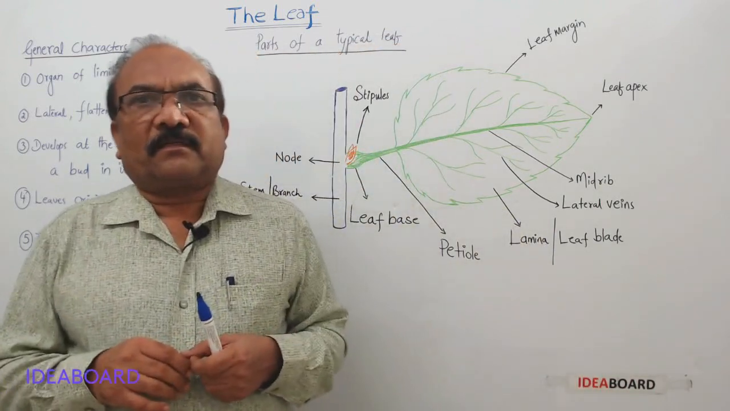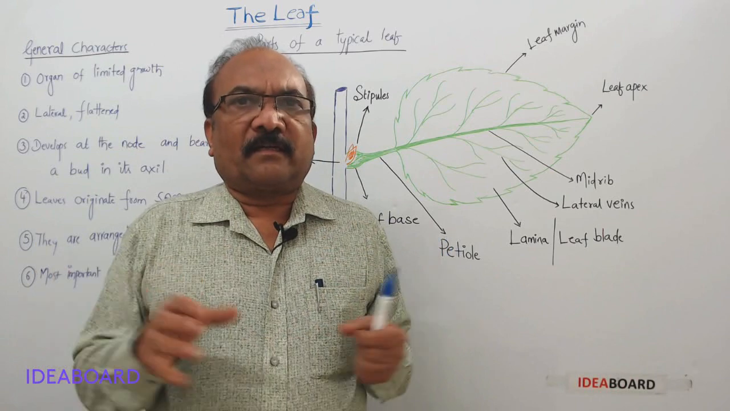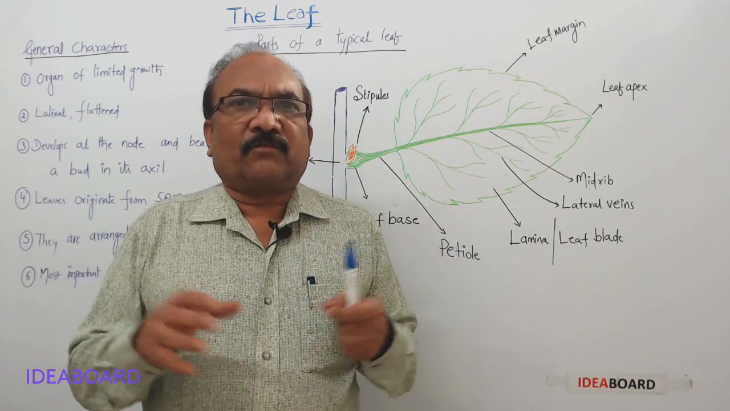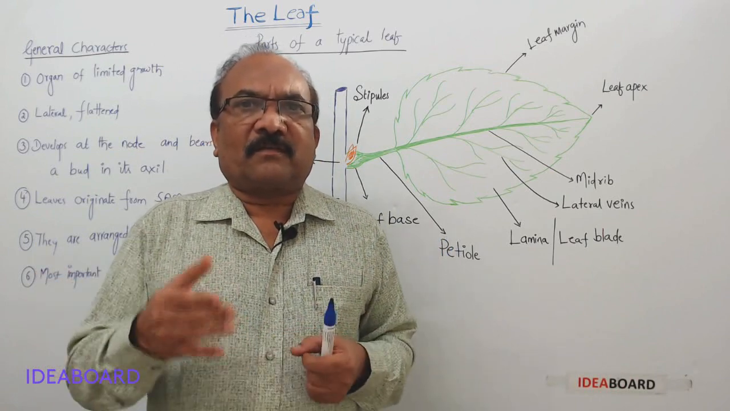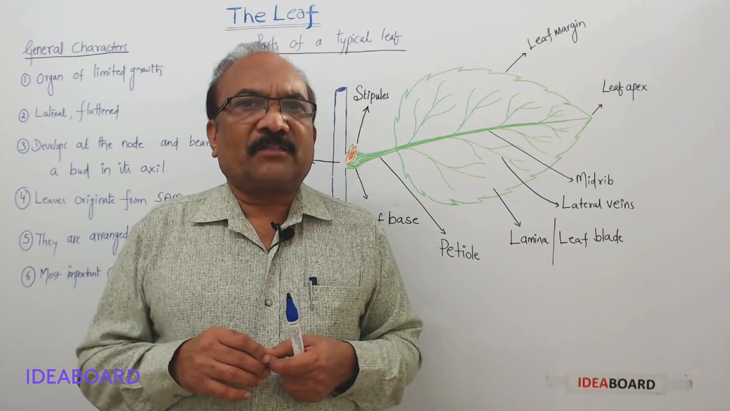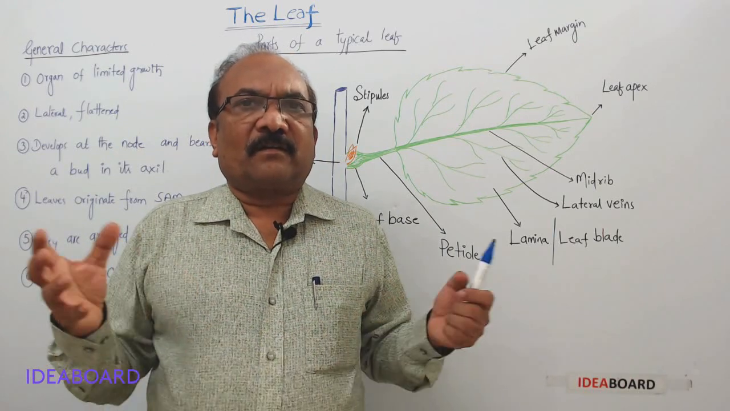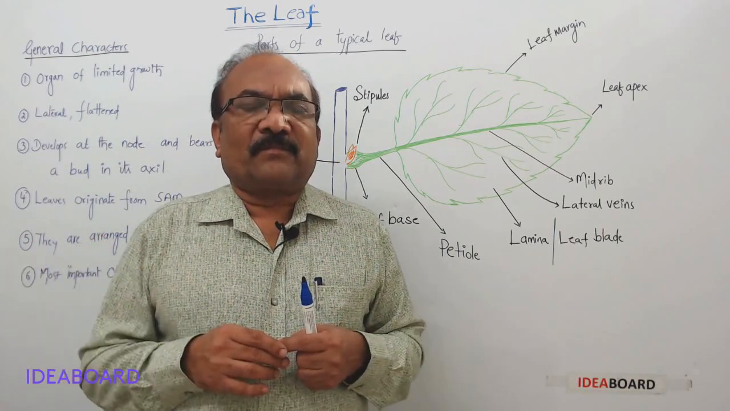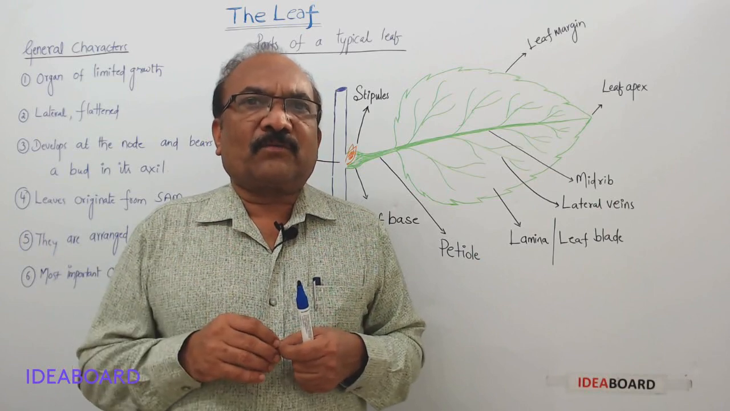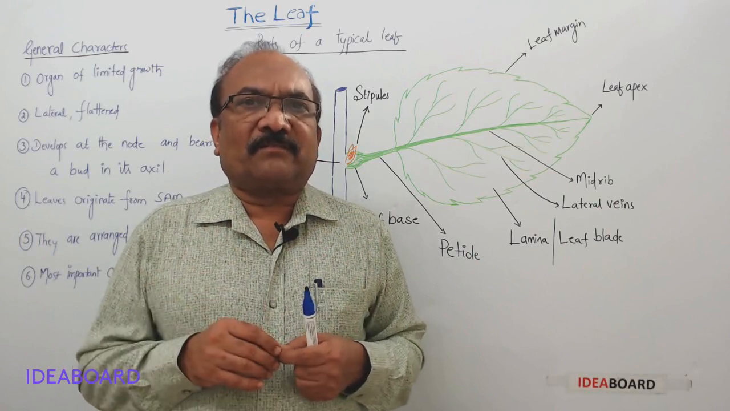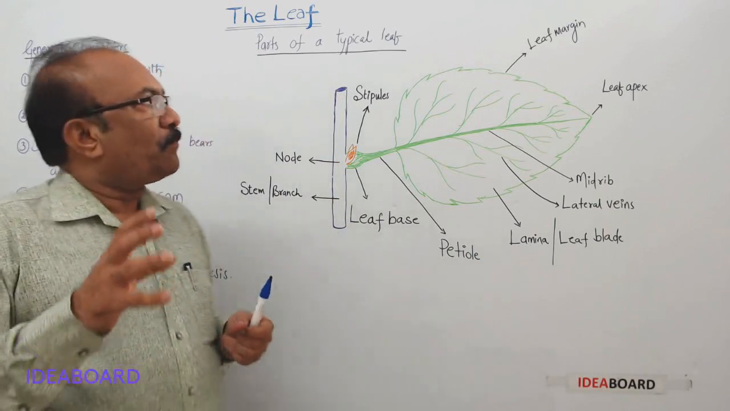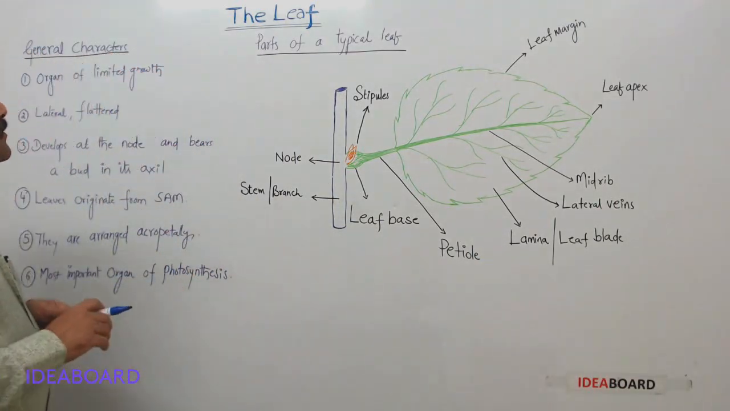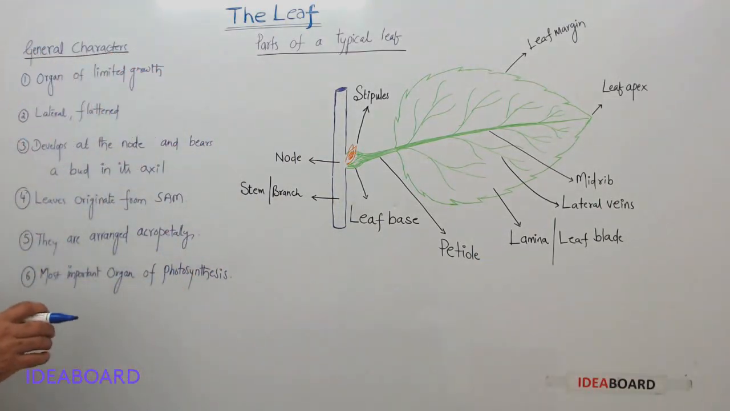Everyone knows that the green colored parts which you will find on the stem as well as on the branches are leaves, and these are the main photosynthetic organs of the plants. Okay, but let us discuss them in detail. First, let us see the general characters of the leaf.